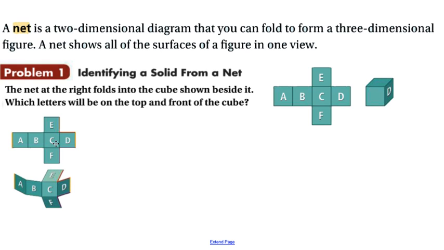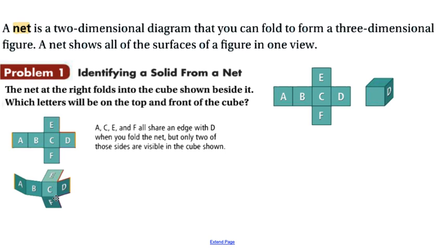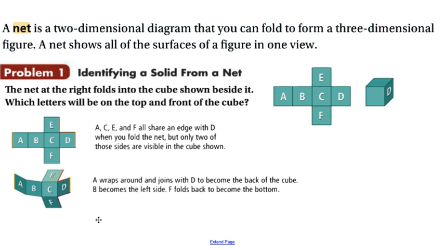Well, if we take a look at this when it's folded out flat, the letter C is left of the letter D. So letter C will be on the left. And then on the top, when you see how this is folded, you can see how it's creased. Letter E becomes the top. So letter E is on the top, and letter C is in the front.